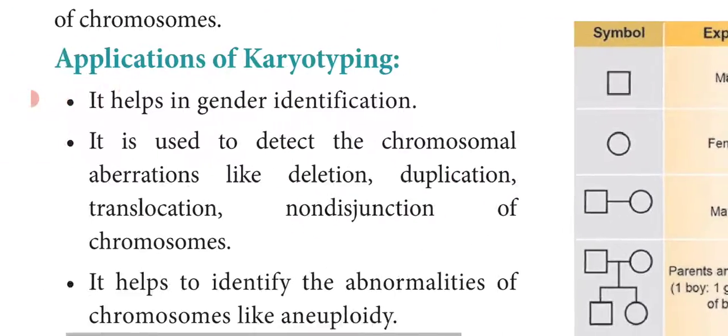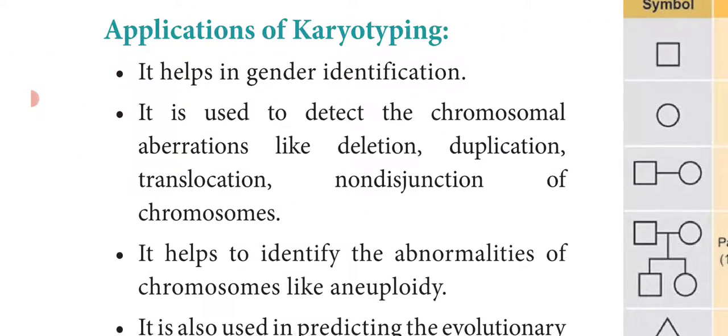What are the applications of karyotyping? It helps in gender identification. With the help of karyotyping, you can identify whether the person is male or female. And it is used to detect chromosomal aberrations like deletion, duplication, translocation, non-disjunction of chromosomes. So we can detect the chromosomal aberrations. Next, it helps to identify the abnormalities of chromosomes like aneuploidy. So what do you mean by aneuploidy?